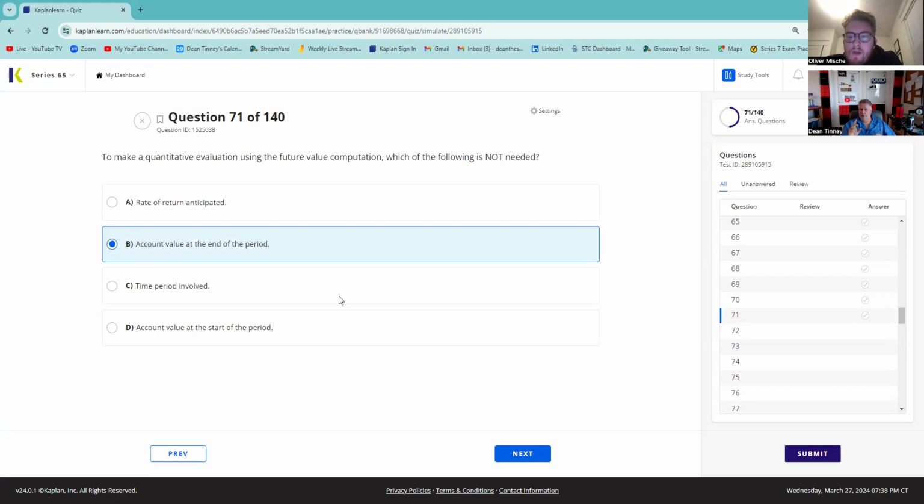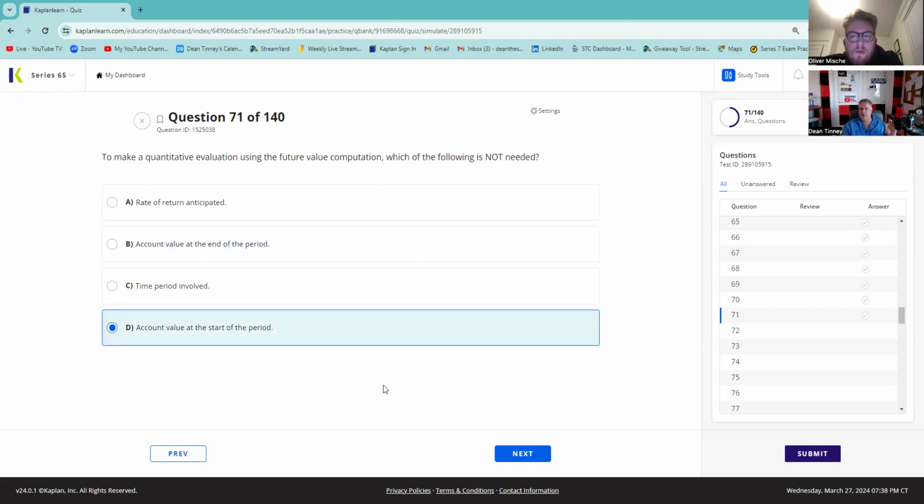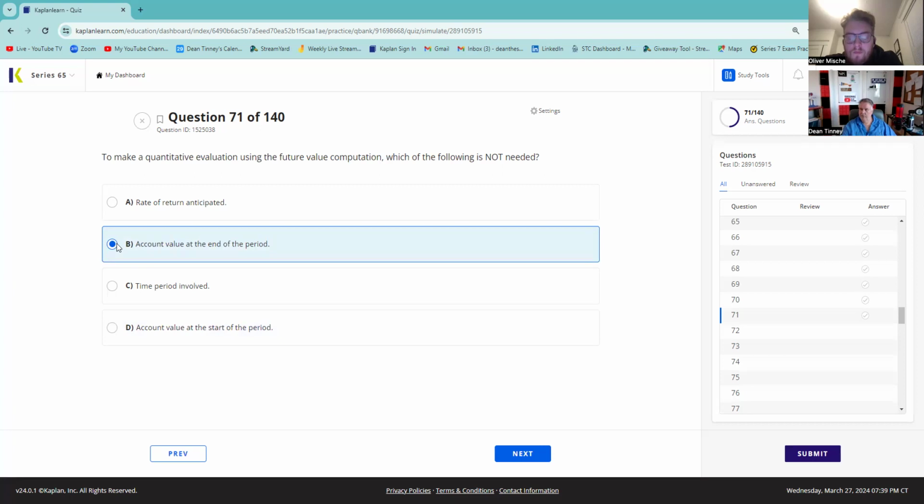Exactly right, Oliver. If we change this question, same question, I'm just going to change one word. To make a quantitative evaluation of a present value computation, which of the following is not needed? Well, D is not needed because that's what we're trying to solve for. What's needed is what we have at the future value, 400, right? The time period, 20 years, the rate of return, 7.2. So this is future value because that's what we're solving for, and this is present value. All right, good job.